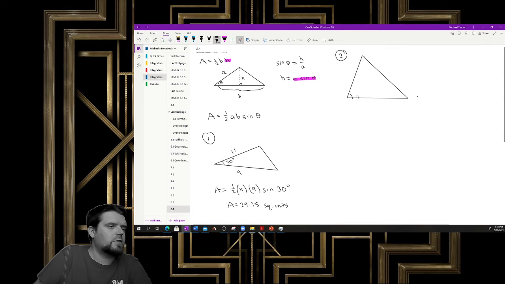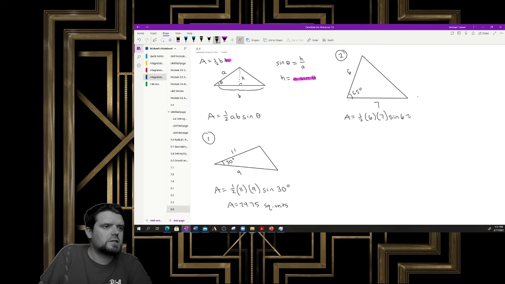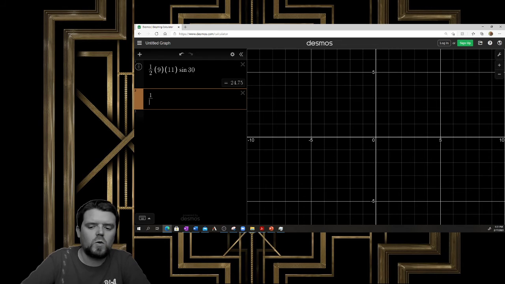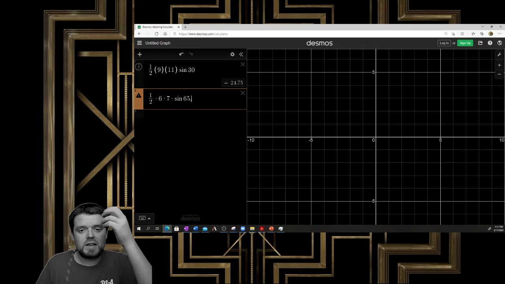Let's throw out again just another example here. Let's say 65 degrees, and this side is 6 and this side is 7. Doesn't matter what the measurements are, right? We just need to identify the correct information and then plug it into the formula. 1/2 times 6 times 7 times sine of 65 degrees. Once we have it set up, then it's calculator work. So 1/2 times 6 times 7 times the sine of 65 degrees. We get 19 point, and then we have a decimal here.